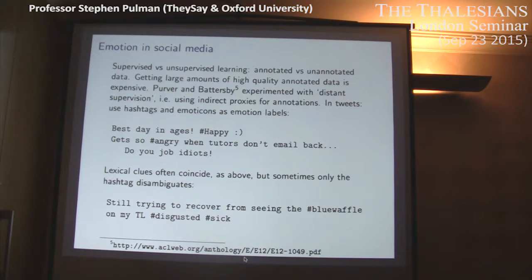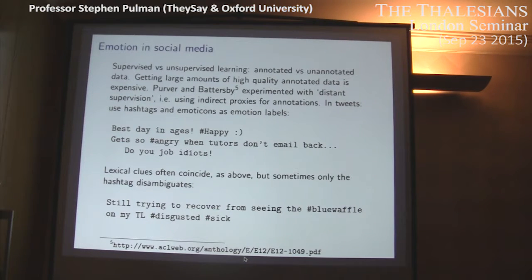So the next thing you do if you're trying to train a classifier is get the data. And I've already said that getting a lot of high quality annotated data is very expensive and difficult. The group at Queen Mary here in London and other groups as well, including us, have experimented with what's called distant supervision. That's a bit like the movie review thing, trying to infer the labels that you're interested in from other labels, and in particular using Twitter and the hashtags and emoticons that people include in their messages.